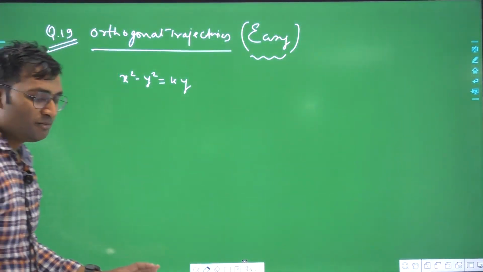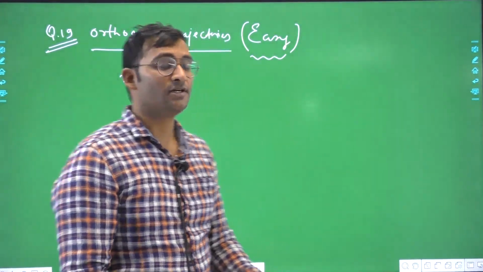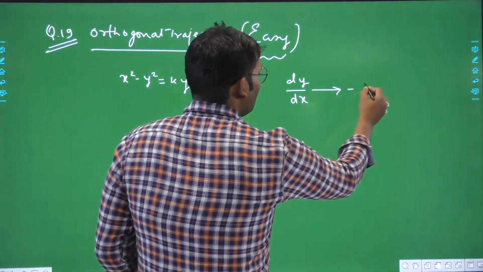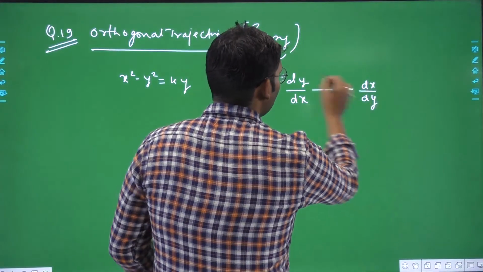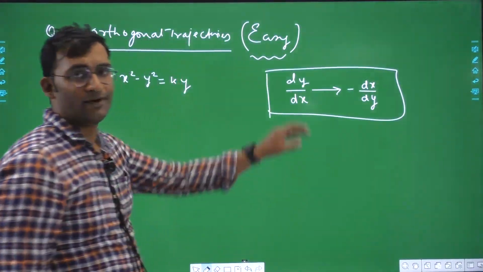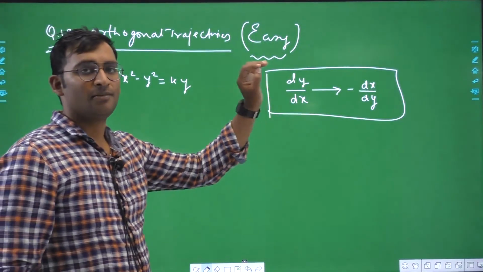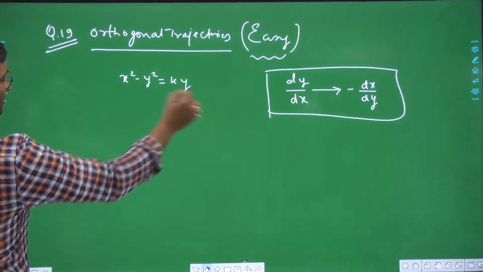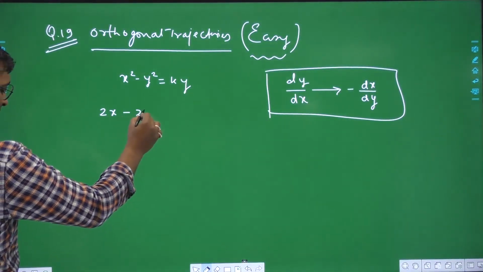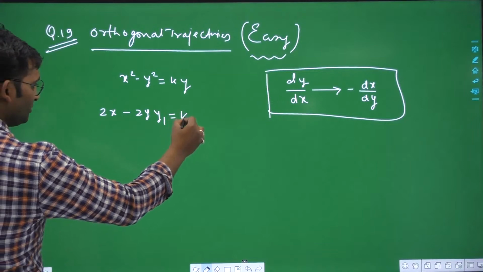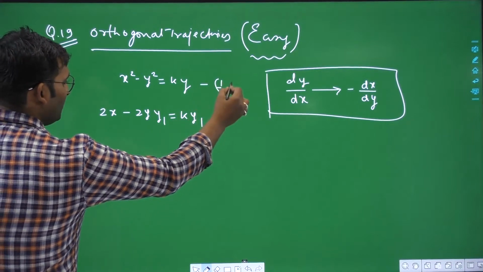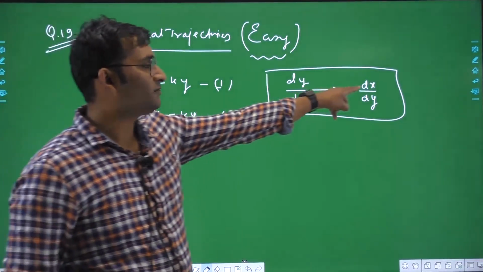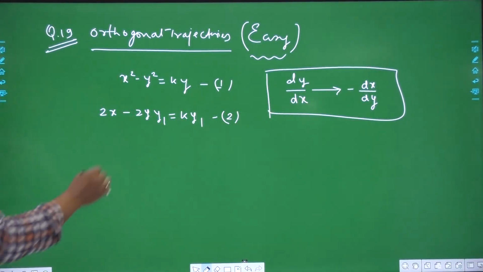I'm not going into the depth of it, but I believe this is something that you would have revised and done. So in order to find orthogonal trajectories, what do you do? You replace dy by dx by minus dx by dy. Now what to do? You simply differentiate it. So what will you get? 2x minus 2x into y into y1 is equal to k into y1. So this is your equation number 1 and this is your equation number 2. Now what you are supposed to do is replace y1 by minus 1 upon y1. So you're supposed to replace y1 by minus 1 by y1.